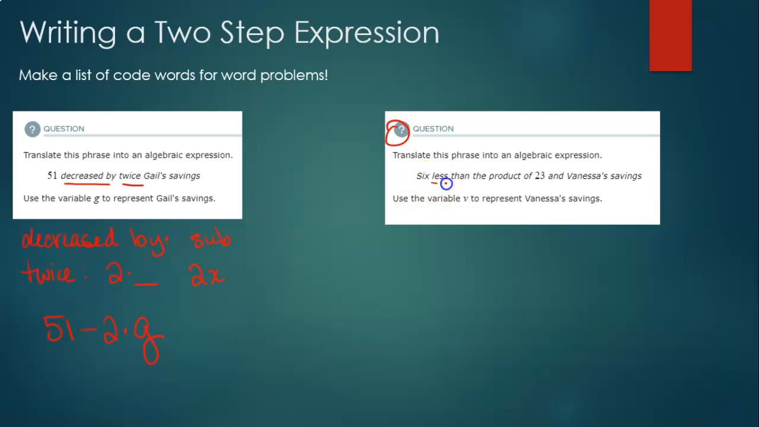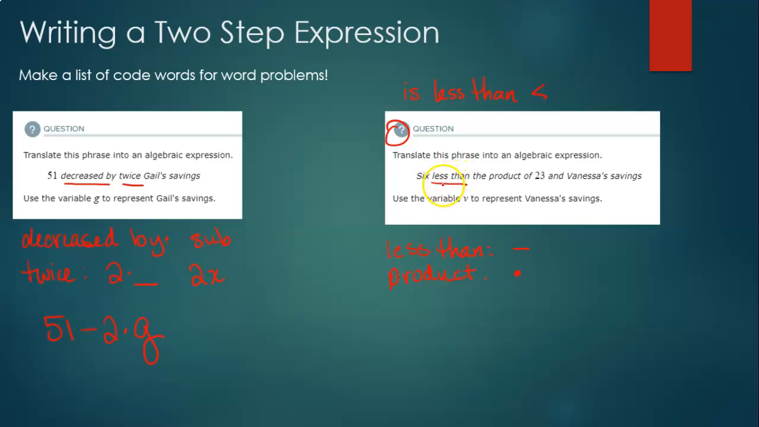For this one, less than, it doesn't say is less than. If it said is less than, then I would use the inequality sign. But it doesn't, it just says less than. So in this case, less than means minus. And then I see the word product. That means to multiply.